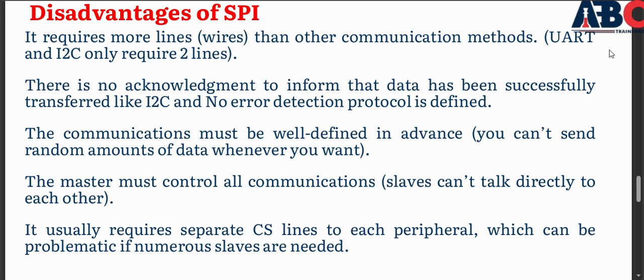It usually requires a separate CS line for each peripheral, which can be problematic if numerous slaves are needed.